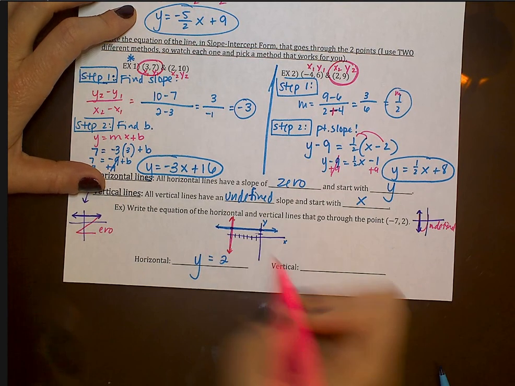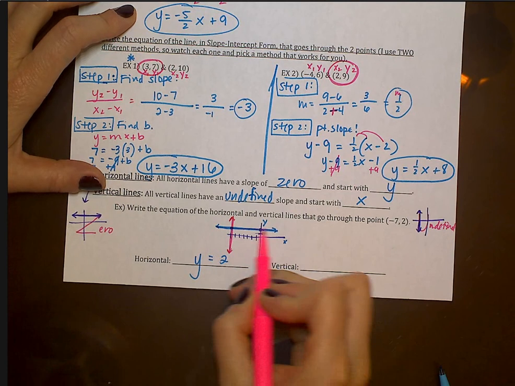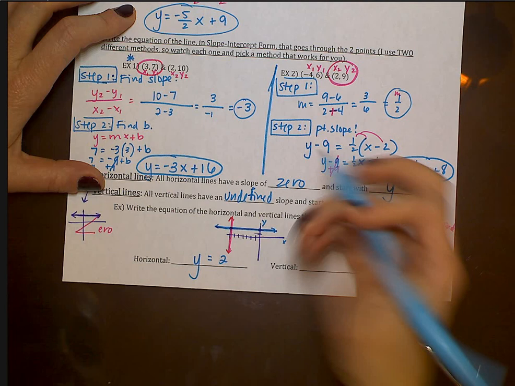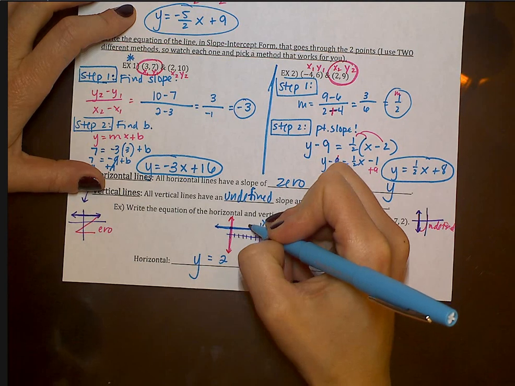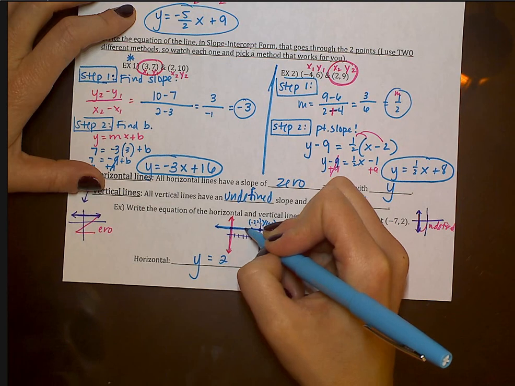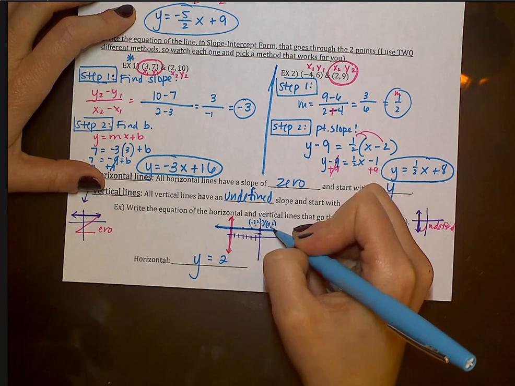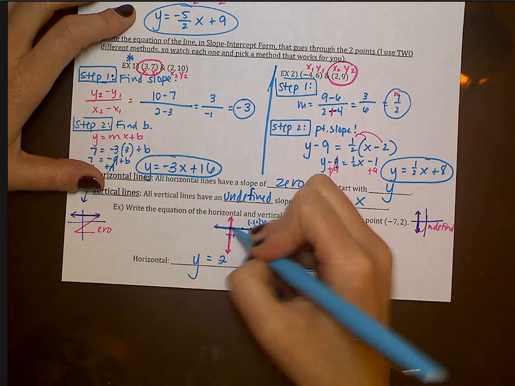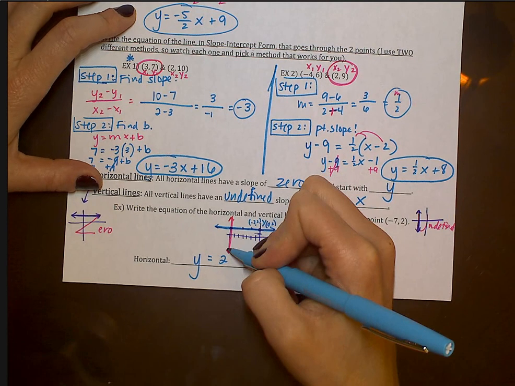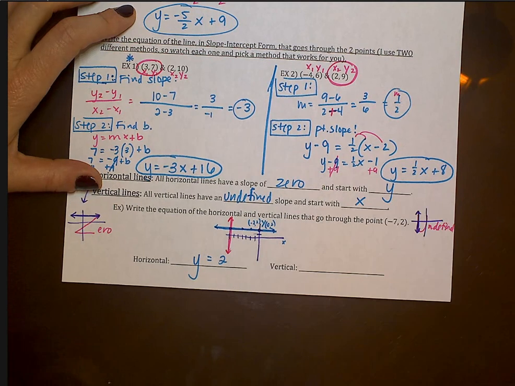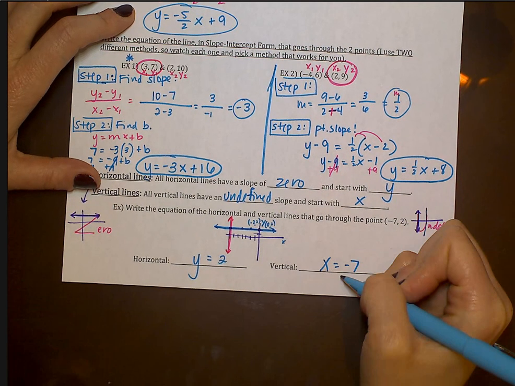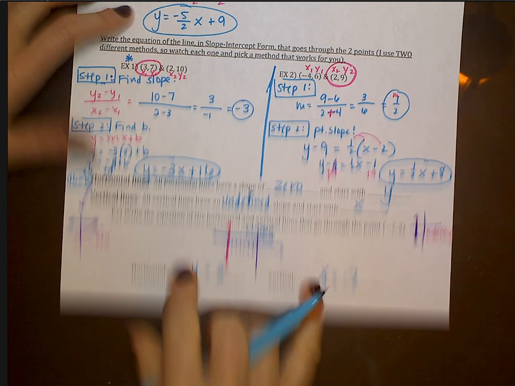The reason is, on this horizontal line, every single point has a y value that's 2. So that's the point -2, 2. That's the point 0, 2. -4, 2. This is 2, 2. Every single y value on that line is 2. Every single x value on this vertical line is -7. So when you write the equation for this line, you'd say x equals -7. That can be tricky for people.